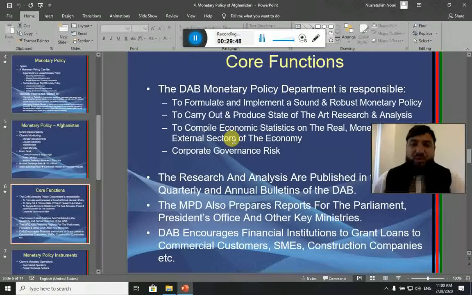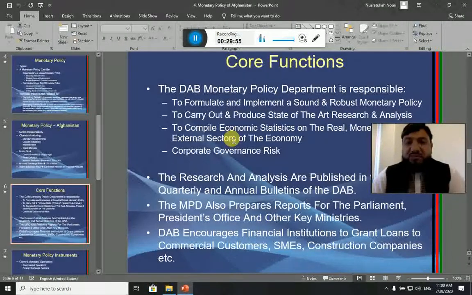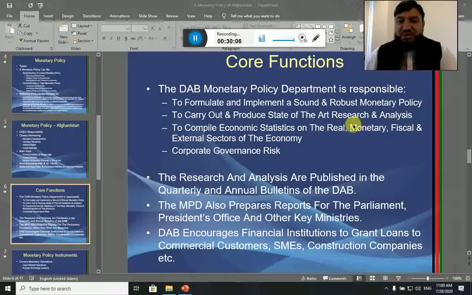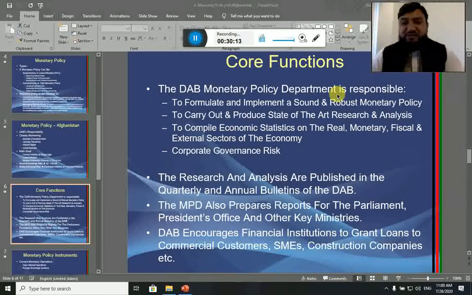Now let's talk about the core functions of the Afghanistan central bank, the Afghanistan Bank, and the Monetary Policy Department. The Monetary Policy Department of the Afghanistan Bank is responsible for formulating and implementing a sound, robust monetary policy. Robust monetary policy means monetary policy which is effective and works to achieve its purpose. It also carries out and produces state-of-the-art research and analysis. Before making the monetary policy, the central bank is responsible for doing state-of-the-art research and analysis. Based on that information, the monetary policy should be produced.